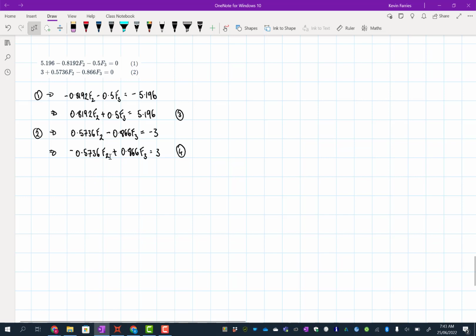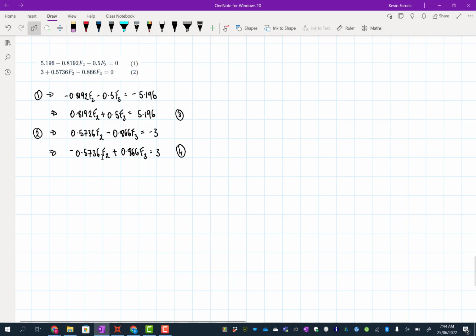And what we're going to try and do is we've got two unknowns. Previously, we'd have x and y. In this example, we've got F2 and F3. So these are forces probably. I'm not going to worry about units in this. I'm just concerned about the simultaneous equations. But probably we're working with forces here.